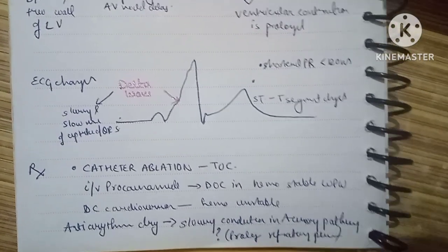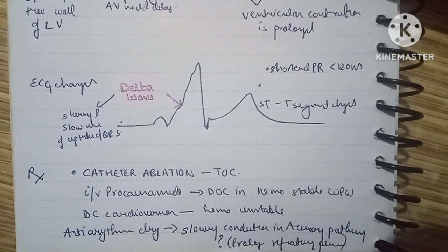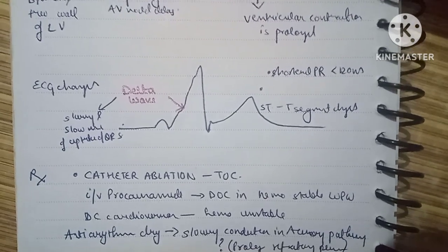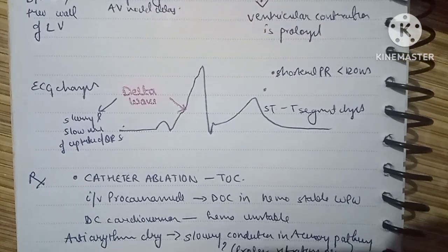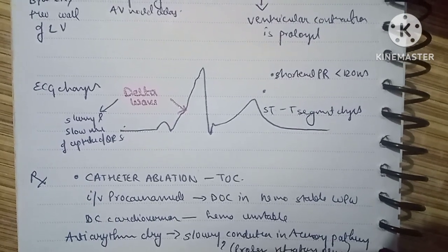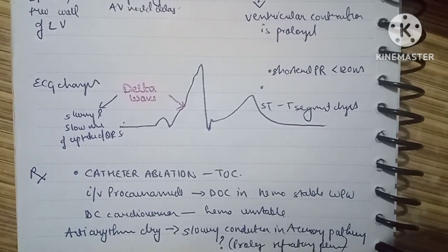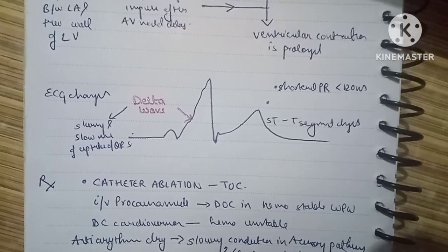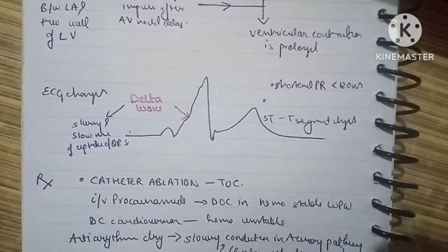The antiarrhythmic drugs like procainamide, disopyramide, flecainide work by slowing conduction in the accessory pathway. And how so? They prolong the refractory period. So this is the use of antiarrhythmics.